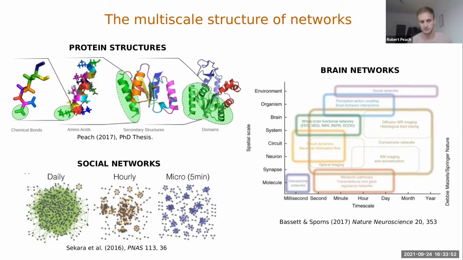Equally, you can look at this in protein structures, where you have very small structures like chemical interactions through to amino acids, secondary structures in folded proteins, and then domain structures. And equally in social networks, you have interactions that occur at different timescales, from micro, hourly into the daily. And so multiscale structure is very interesting, and being able to probe the multiscale structure of networks is also quite interesting.